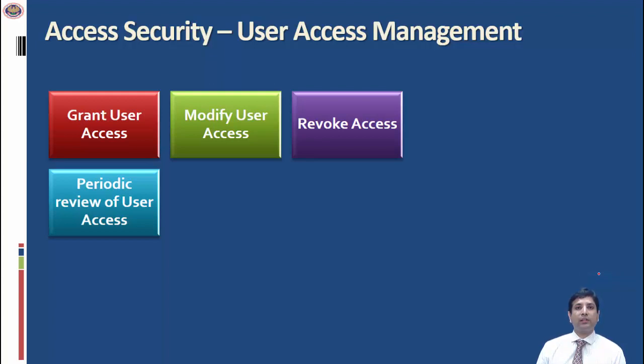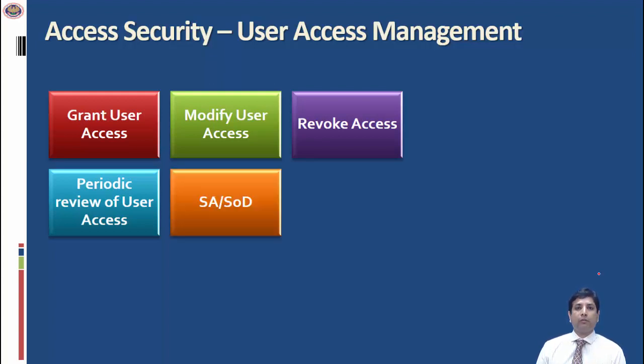So periodic review of user access is more of a detective control, which generally happens once in a month or once in a quarter, or in many organizations where the user base is very large, it could happen even more often.